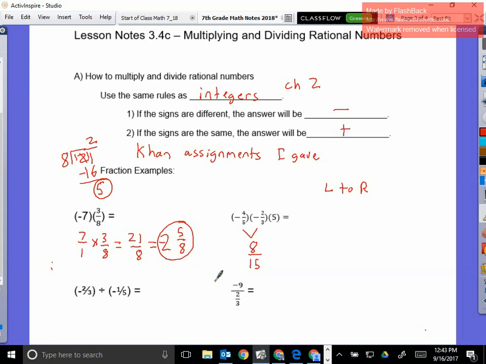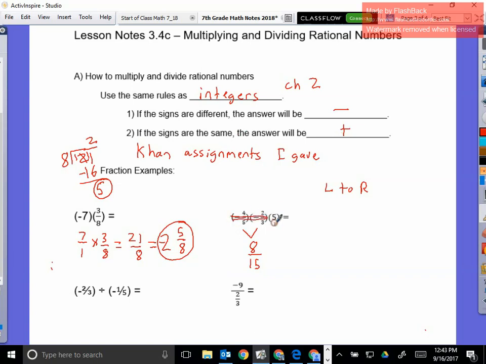Okay, we just multiplied those fractions. Last step, check your signs. Since they are both the same, our rule up here says our answer is going to stay positive. So we're just going to leave it positive, 8 over 15. All right, this part is done. We just got that taken care of.